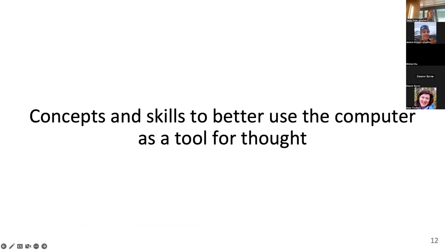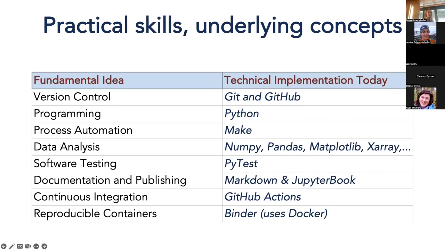So let's talk about the concepts and skills for using this tool as a way of creating thought and making reproducible and open science. Some of the practical skills that are useful for open science: we have version control in CryoCloud, where we can use Git and GitHub. Programming, we can use something like Python that's open. Process automation, data analysis, software testing, documentation and publishing, continuous integration, and reproducible containers.